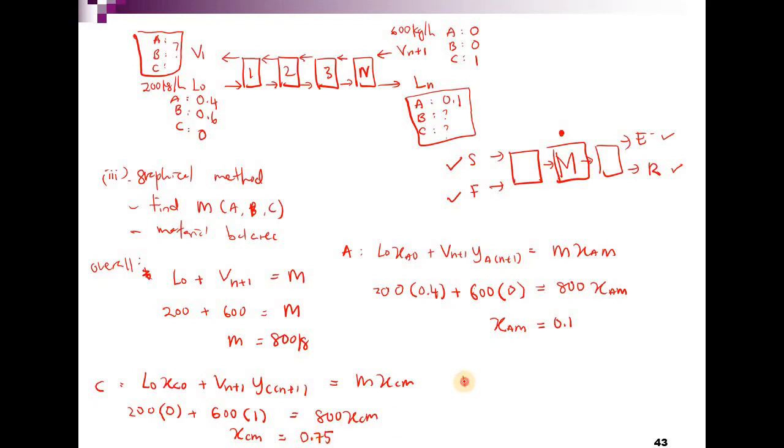So you already found the coordinate of M. A is 0.1, B you don't know, and C is 0.75. To calculate the composition of B, you can simply do 1 minus 0.1 minus 0.75 and you will get the composition of B as 0.15. So you already found the coordinate for M.